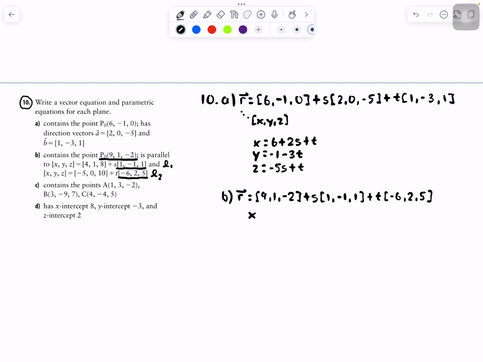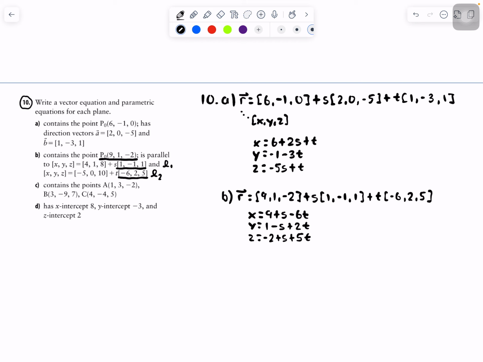And then x, y, z. We have x equals 9 plus s minus 6t, y equals 1 minus s plus 2t, and z equals -2 plus s plus 5t. Okay.